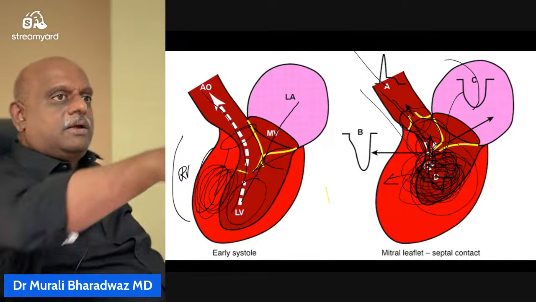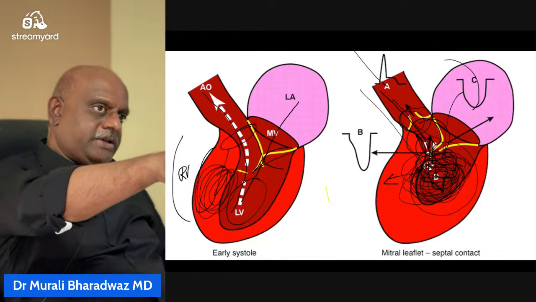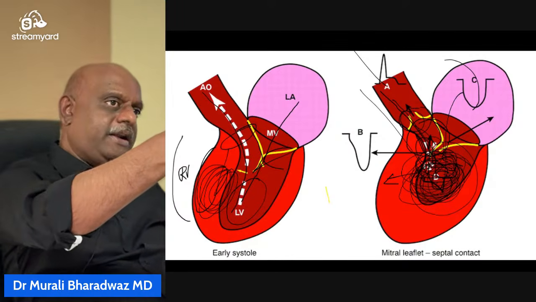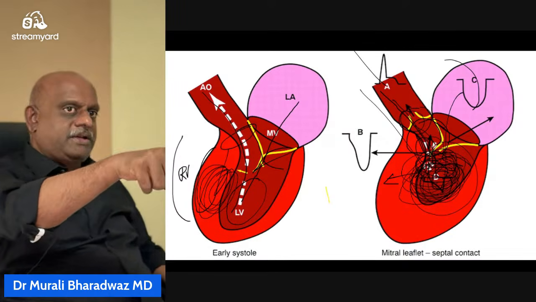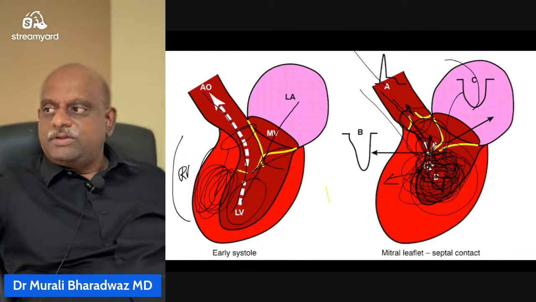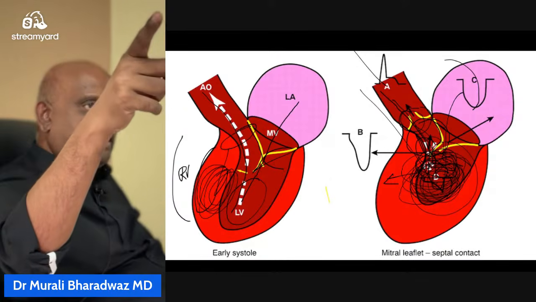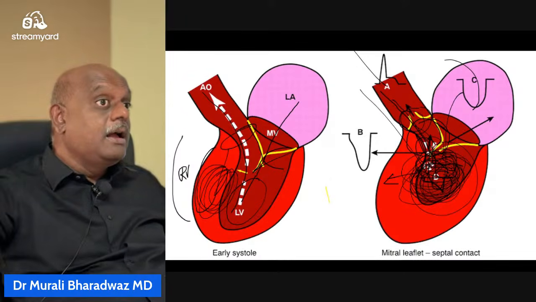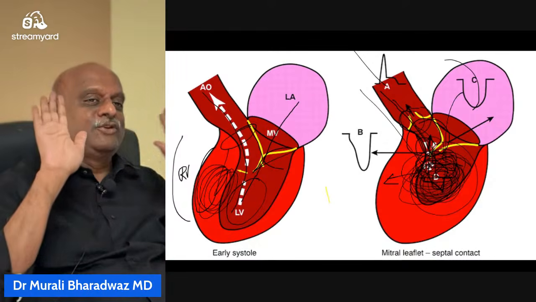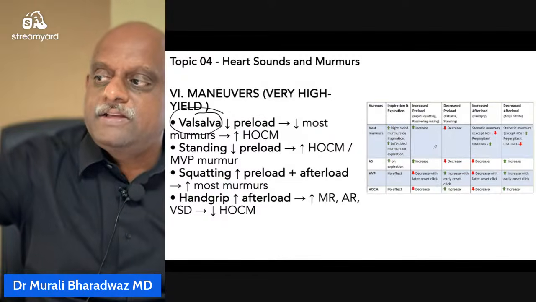Okay? What happens when there is a Valsalva maneuver? Positive or negative pressure? Decreased sucking or more sucking of blood into the heart? Decreased sucking. Decreased sucking will decrease the size of the ventricle. That will increase or decrease the murmur? Increase the murmur. Clear? So Valsalva decreases the preload.